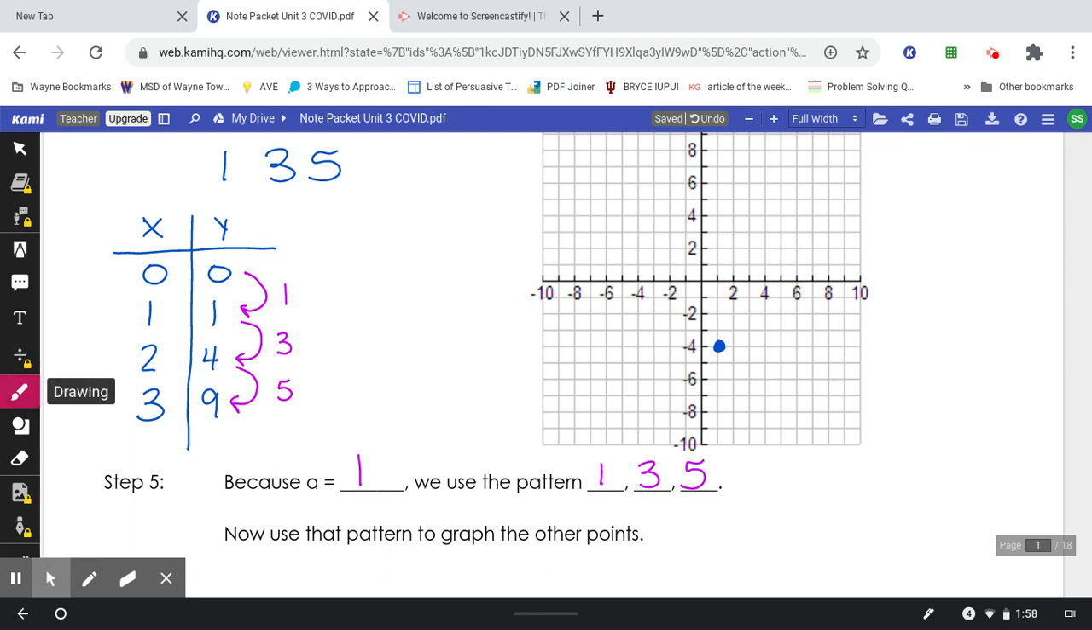Then we're going to graph. So in order to graph this, I'm going to go up 1 and right 1, put a dot. Up 3 and right 1, put another dot. Up 5, right 1, and put another dot. That's going to give me half of my U-shaped parabola, and I'm going to do the same thing on the other side. And that's how you would graph a parabola in standard form, a quadratic in standard form.